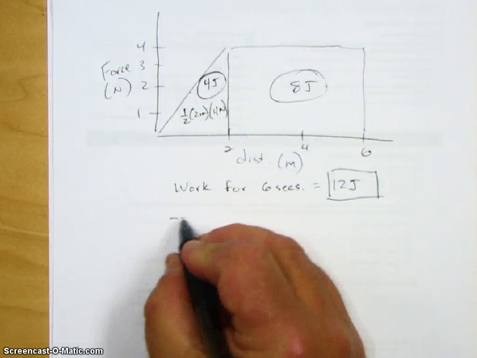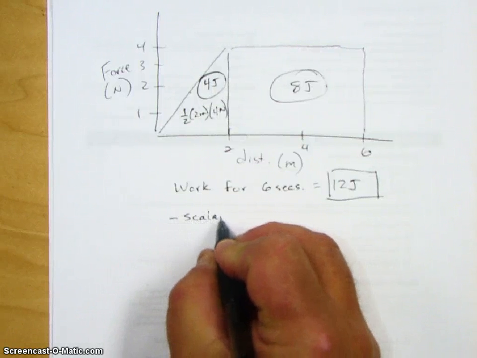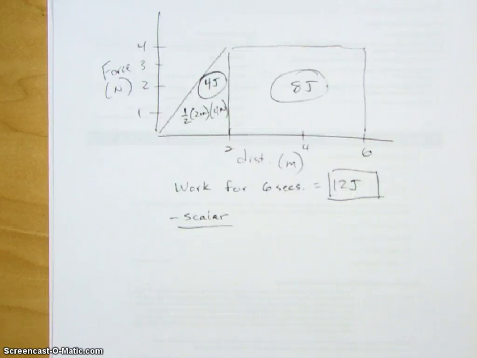Now, here's a key thing to understand. Work is a scalar quantity. Even though it's two vectors that create it, it's a scalar quantity because it's something called a dot product, which you'll see later in math. So if you go through there, realize that it's a scalar quantity, and that's kind of important. You just add them up.